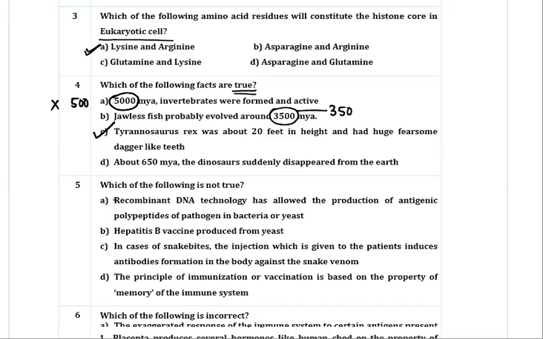And then the fourth one, about 650 million years ago. No, this is not 650, this is 65 million years. Okay, the dinosaurs suddenly disappeared from the earth. If you go through the NCERT thoroughly, you will see that all these data are given over there, beta, and you have to learn all these data. As I said earlier, data-based questions can be asked from this chapter. If you are not memorizing them, then you will not be able to answer the question. So here the correct answer is the third. Now move on to question number 5.